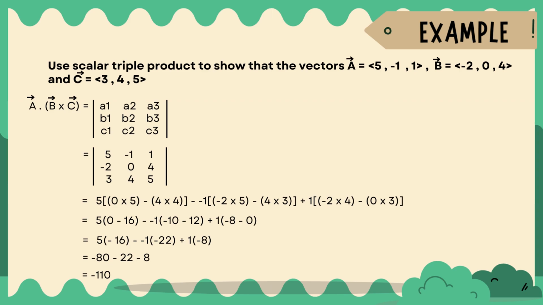So 5 times 0 multiply 5 minus 4 multiply 4, minus negative 1 times negative 2 multiply 5 minus 4 multiply 3, plus 1 times negative 2 multiply 4 minus 0 multiply 3. Then 5 multiply negative 16 minus negative 1 multiply negative 22 plus 1 multiply negative 8. Then negative 80 minus 22 minus 8, and the last answer is negative 110.